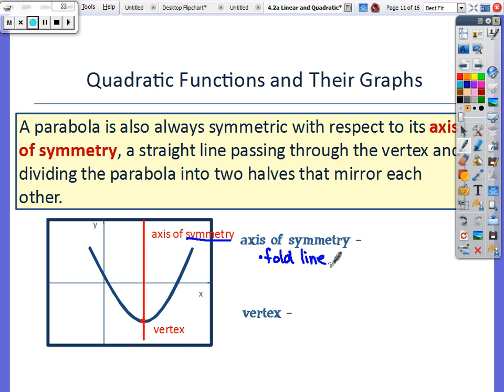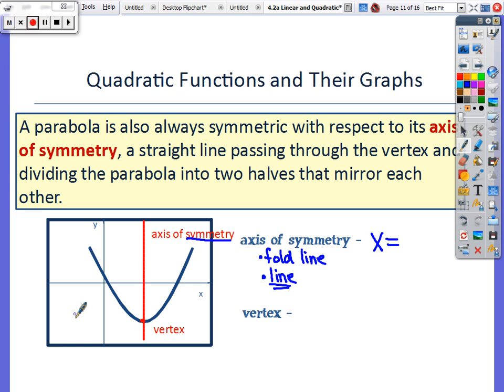Now, the axis of symmetry is an equation. It's a line. This is a fold line, okay? So what we have is, notice it's a vertical line, and a vertical line is x equals. Okay, so when we talk about an axis of symmetry, we're talking about an equation because it's a line. Now, notice it goes through the vertex. So whatever the x value is of the vertex, so like in this case, let's say it's 5, then the axis of symmetry would be x equals 5. If the vertex was way over here and be like -3, the axis of symmetry would be x equals -3. So whatever the x value is of the vertex, that's the same value as the axis of symmetry.